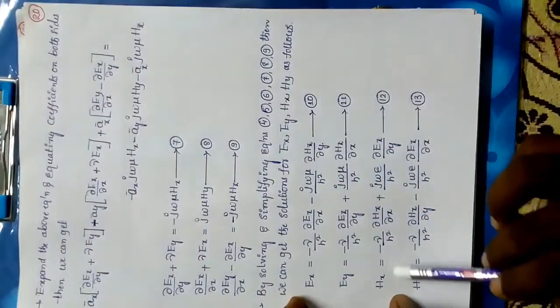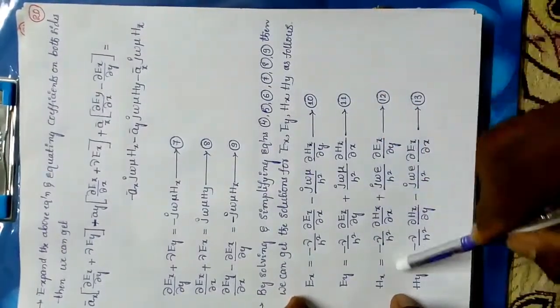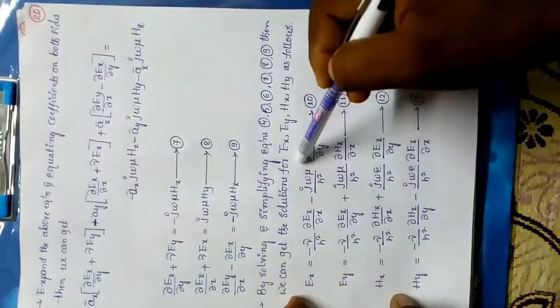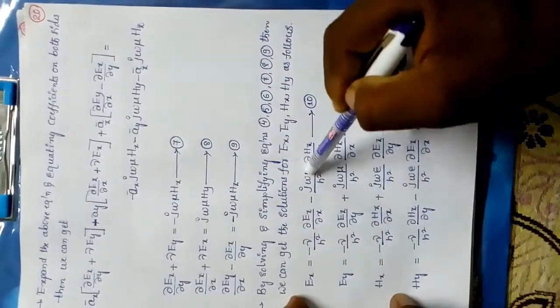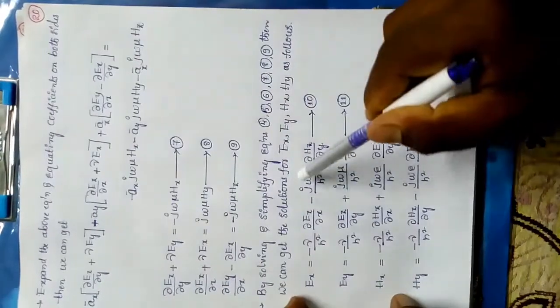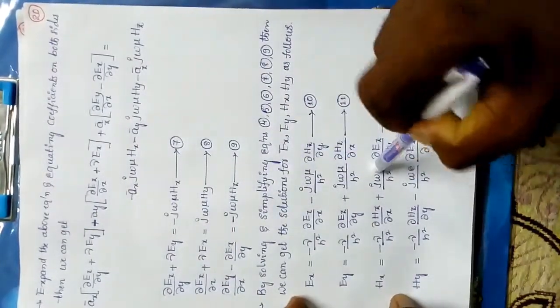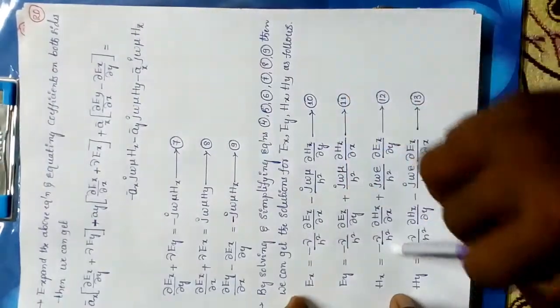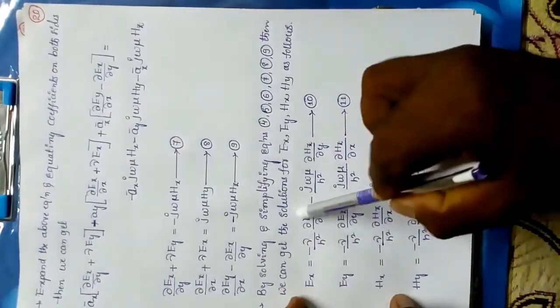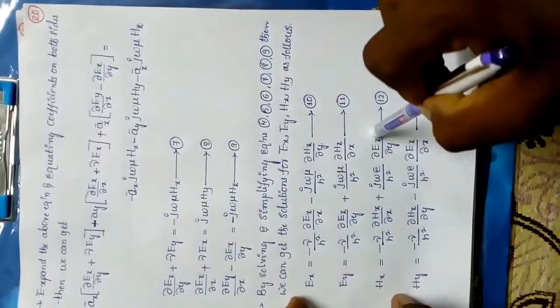Next you go for this equation. This equation also comes from here. How to get it? In place of mu, you simply write epsilon. Mu is the permeability, epsilon is the permittivity. That is the difference between these two. Next, here also minus gamma by h square, minus gamma by h square. In place of Ez you write Hz, in place of Hz you write Ez. That is the difference.